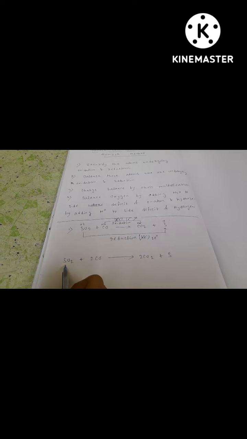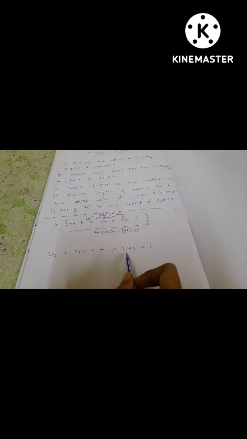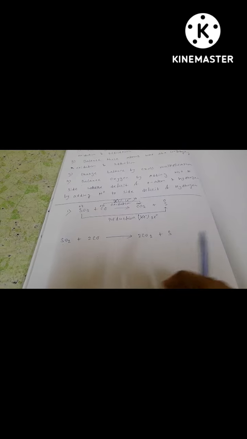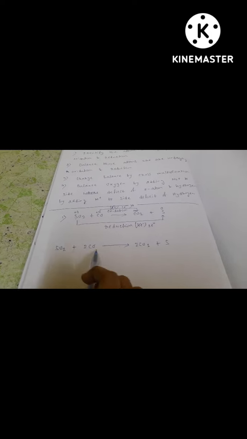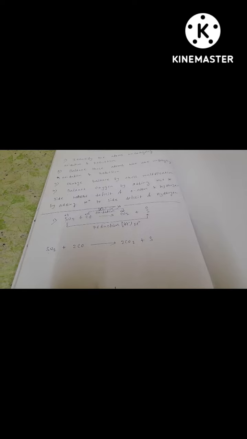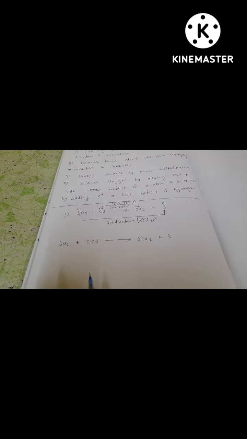Now one sulfur is balanced, 2 carbon balanced. Now oxygen, the number of oxygen is also balanced here, because 2 plus 2 is 4 and 2 plus 2 is 4. So this is a completely balanced equation. In this way you can easily balance a chemical reaction with the help of the oxidation number method.